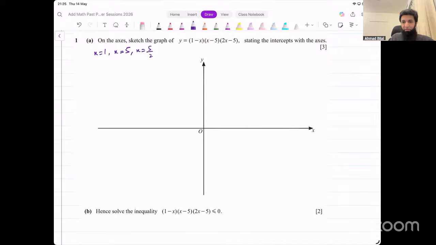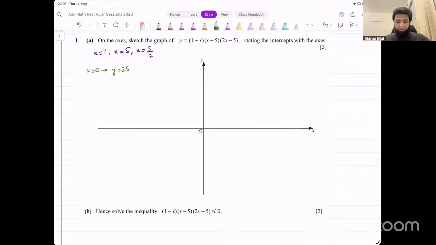Okay. What about the x-intercept? We have found the x-intercept. What about the y-intercept? We put x equal to 0, and that will just give us the constants, right? So that's 1 into negative 5 into negative 5, and that's 25. So the y-intercept is going to be at 25.